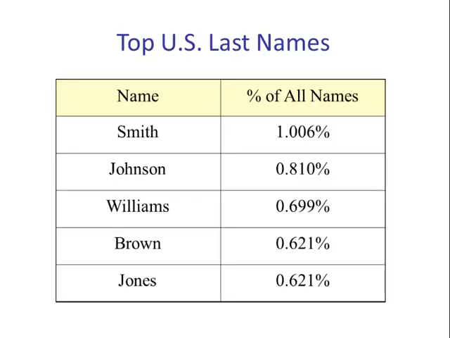So we're going to look at a relation involving last names. So these are the top U.S. last names. Smith has a little bit more than 1% of all last names in the U.S. Johnson is next. Williams. We have Brown, which is 0.621%, and Jones, which is 0.621%. So this is an example of a relation. These are the inputs and these are the outputs.